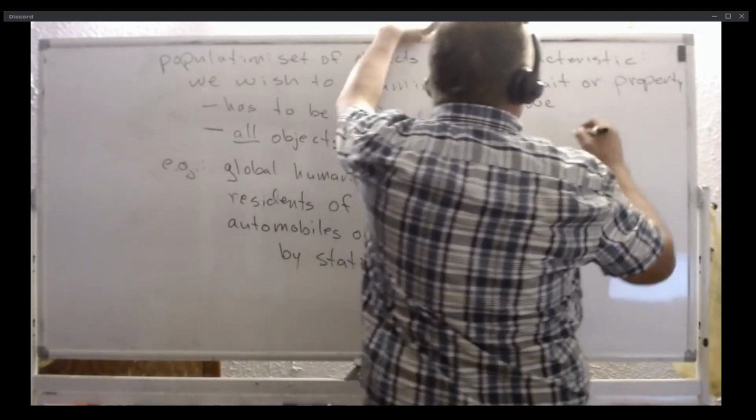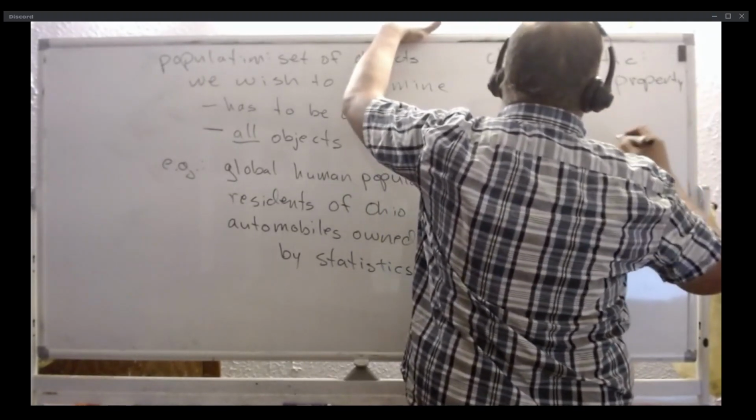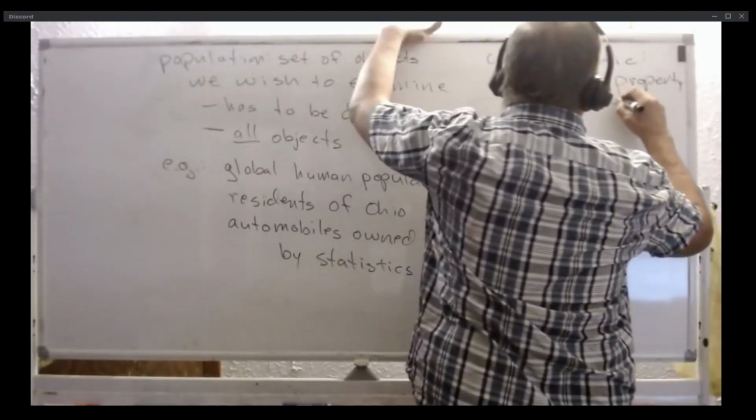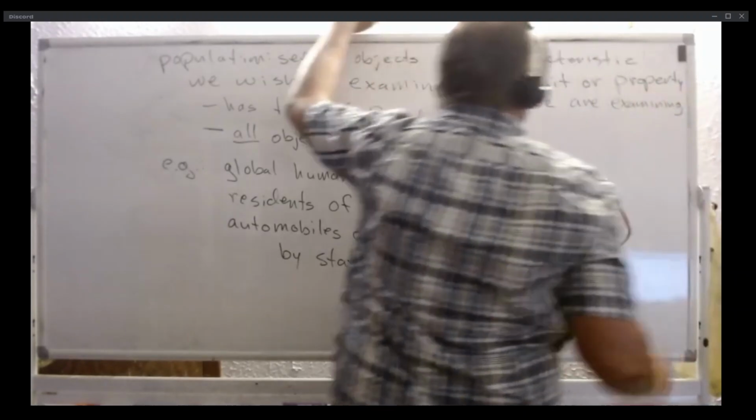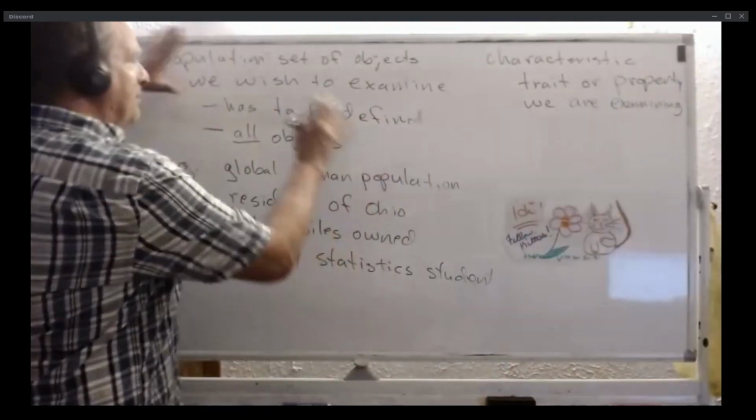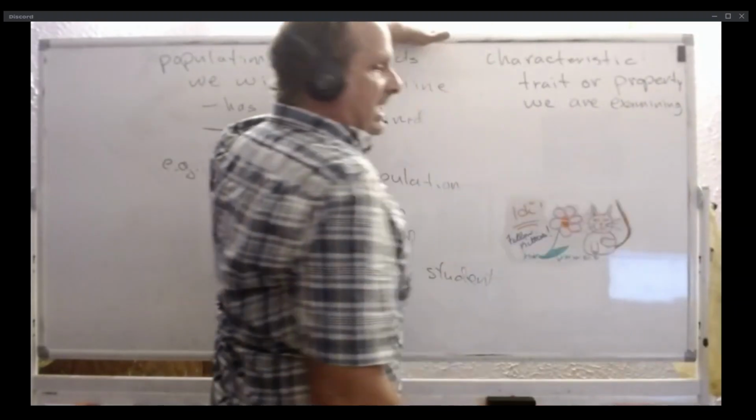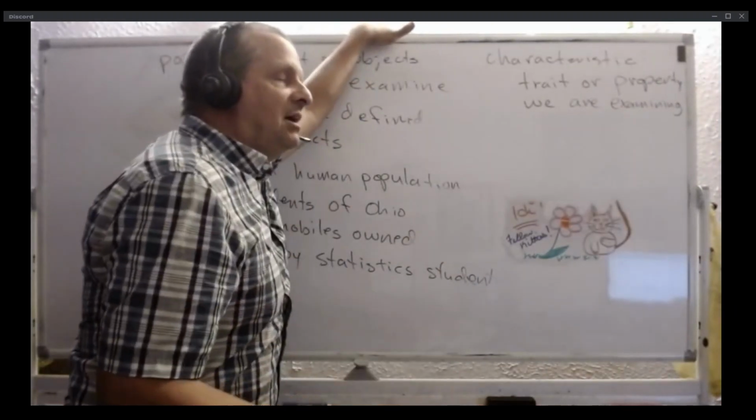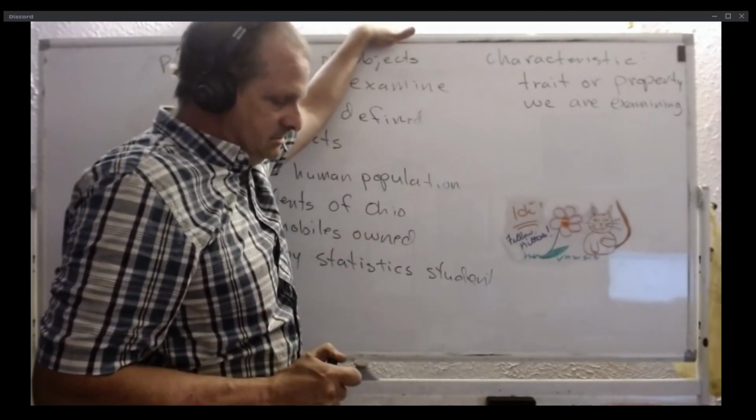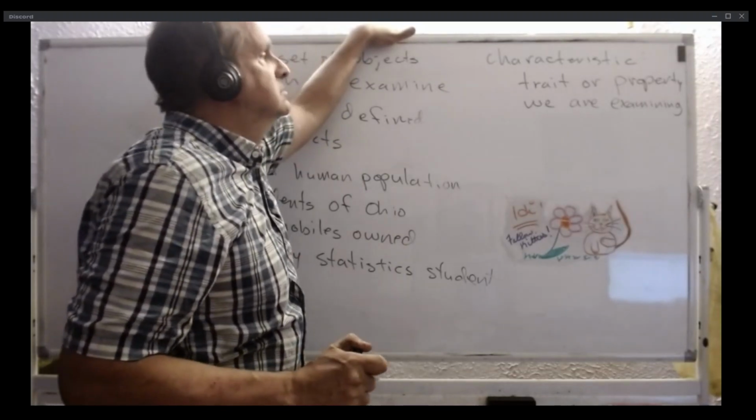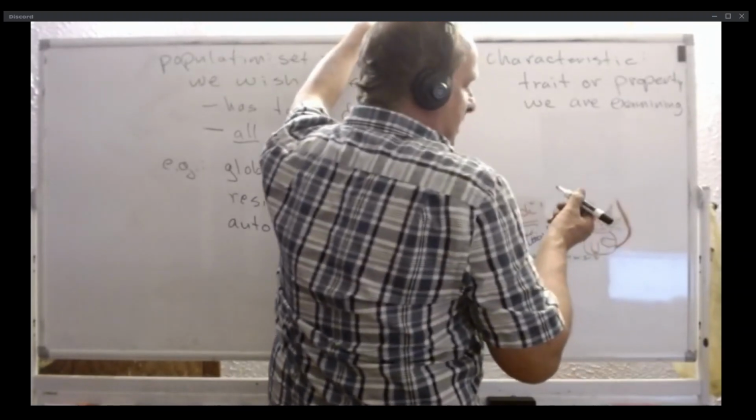We are examining, I guess. So the population is a set of objects. The characteristic is what are we looking at among those objects. Do you buy that? Sounds good. Yeah. Okay.